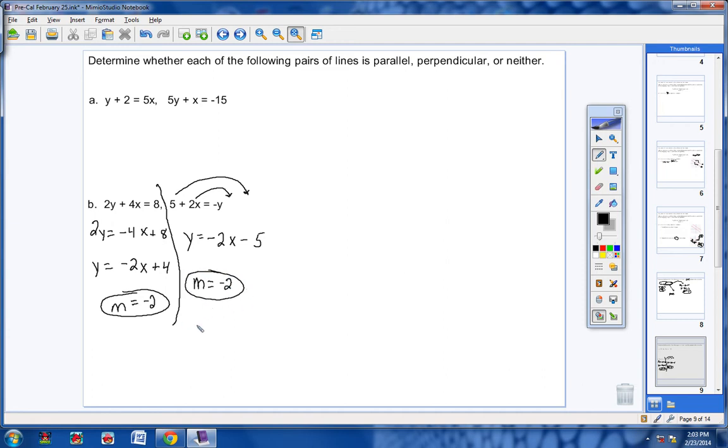Well, look at that. The two slopes are identical. They are identical. So I know for a fact that these two linear equations, if you were to graph their lines, you would see those two lines will be parallel.